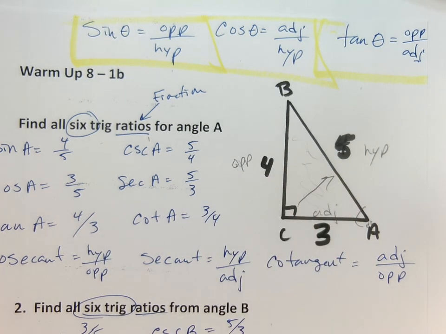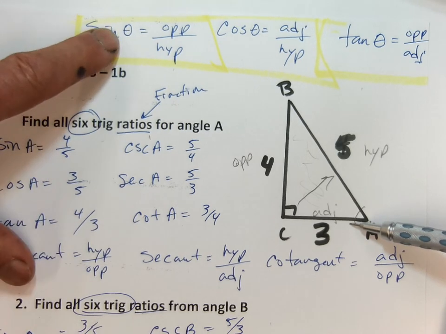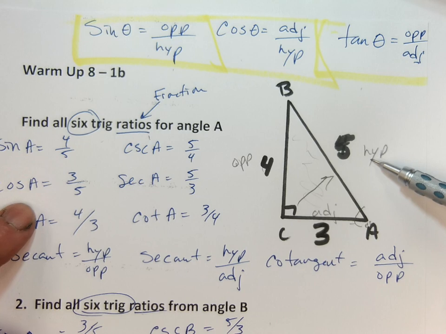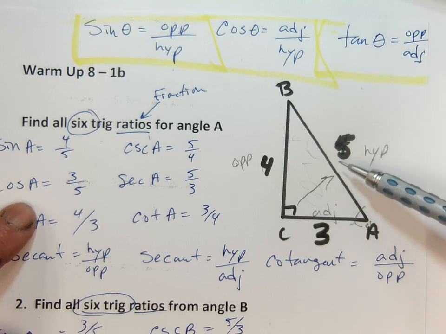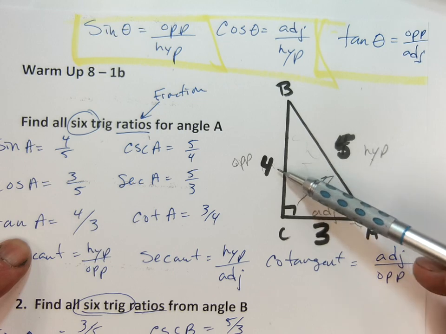Okay, so then from here, we are just simply going to set up sine of A. Theta means angle. Sine of A is opposite over hypotenuse. Cosine of A is adjacent over hypotenuse. Tangent of A is opposite over adjacent.